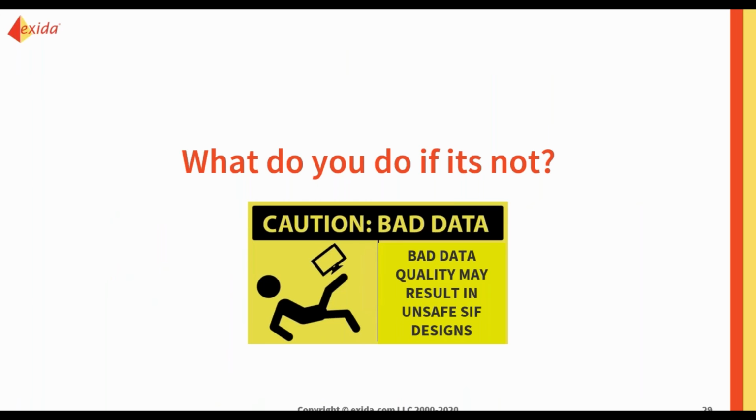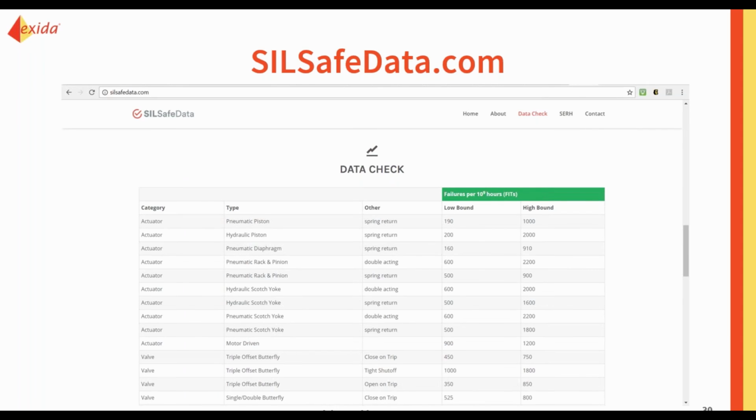So what do you do if it's not? What happens if you evaluate your failure rates and you look and say, oh, this isn't good? What do I do now? My failure rates are too good to be true. I don't feel safe and comfortable using them in equations. I wouldn't want my family next to something that was calculated with this. What do I do? Well, you're kind of in a tough situation, but there is a little way to help you out.